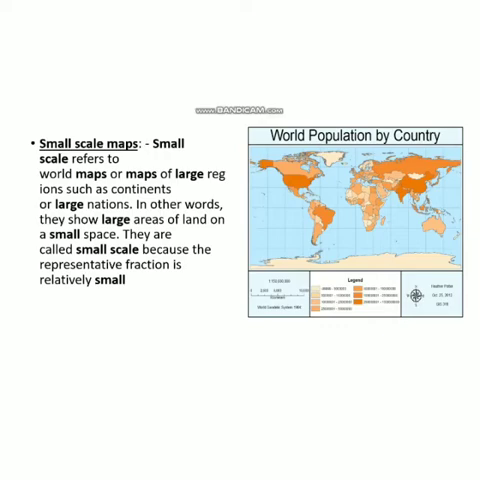Students, on your right hand side, this is a small scale map. Why is this a small scale map? Well, students, we know that this is a world map and this particular map is representing the distribution of population of different countries of the world. Well, we can see here that this map is representing a large area in a small space. That's why this map is called a small scale map.